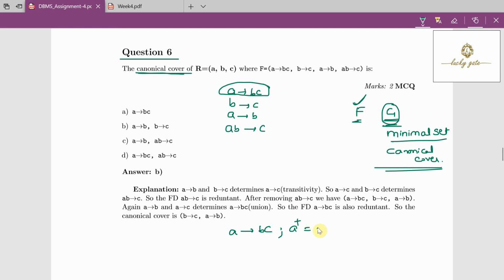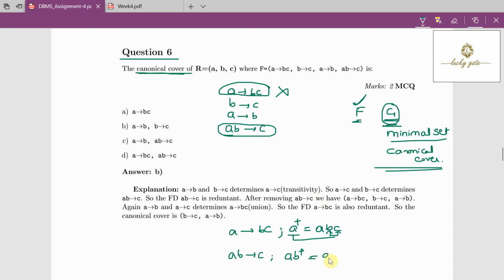What is A closure? B. With B we are determining C. Which means with A, with respect to other dependencies, you are getting both B and C. Then we can say A to BC is redundant, which can be eliminated straight away. Similarly, AB to C you can try with respect to the other two dependencies, because anyhow A to BC is already deleted. Is the AB to C dependency possible to delete? You can check by finding the AB closure with respect to the second and third, and keep in mind, the first is already deleted and should not be considered again.